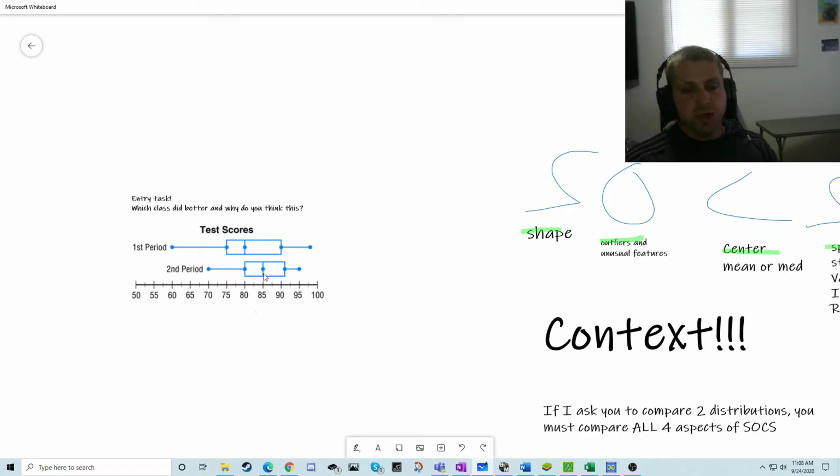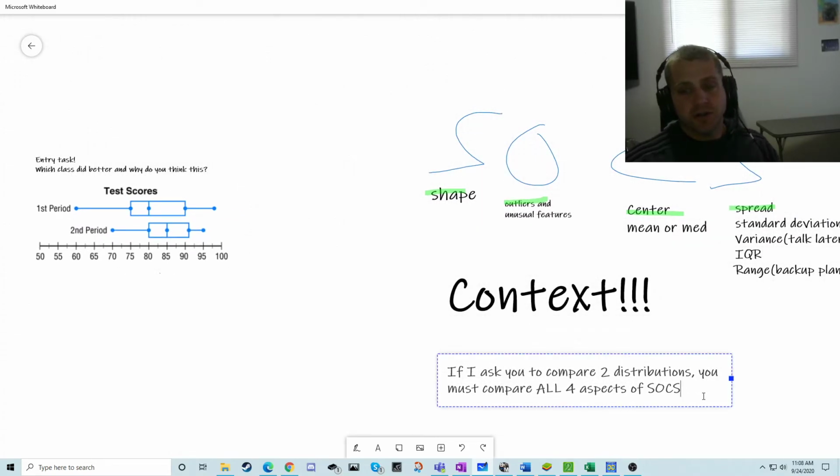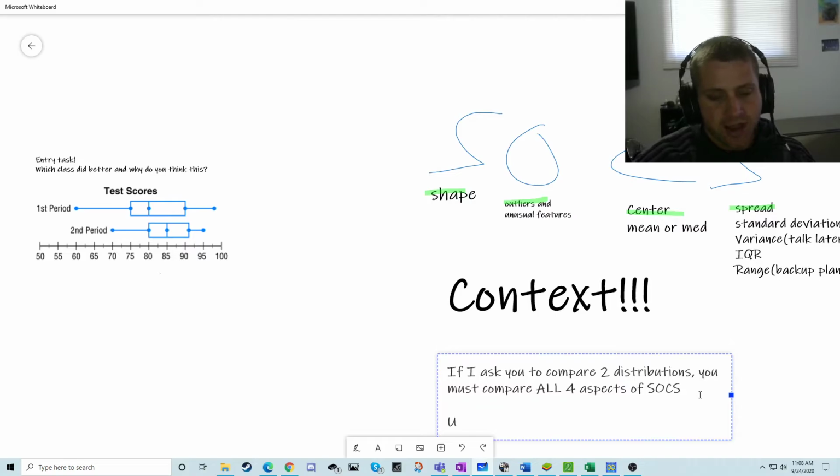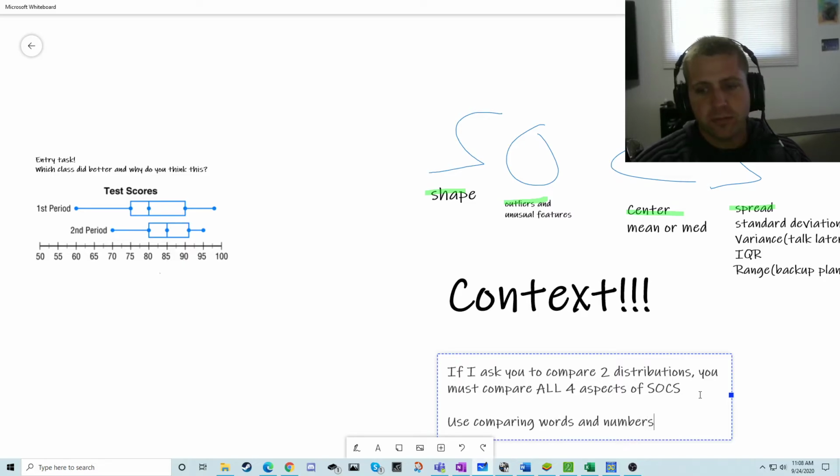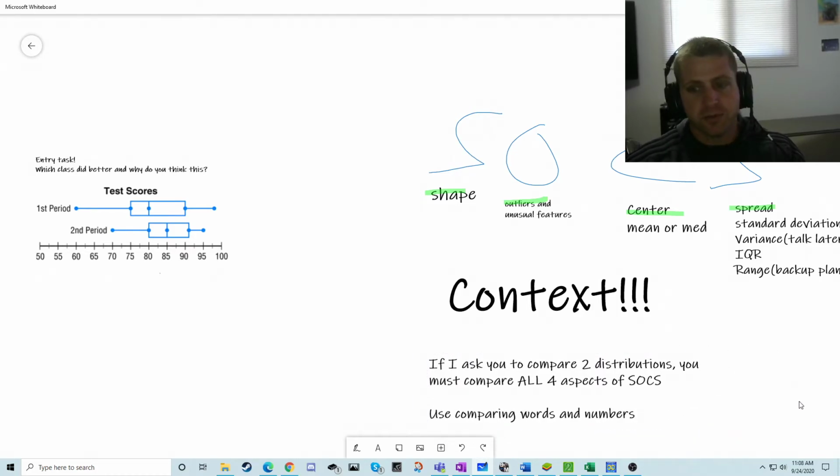Second period's median test score was 85, which is higher than first period's median test score, which is 80. You must use comparing words also, like higher or lower or the same or similar. You can't just say what the two numbers are and then call it good. So use comparing words and numbers to support what you're saying. That's really, really important.